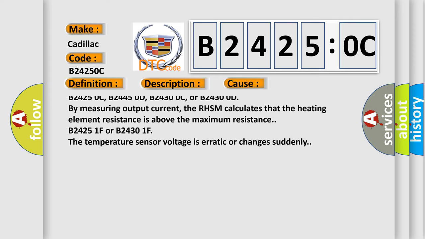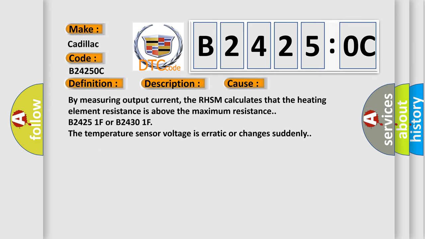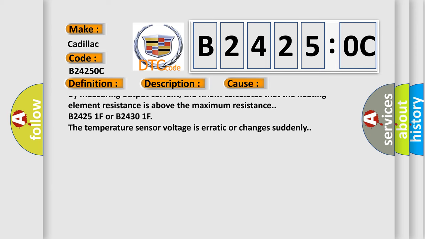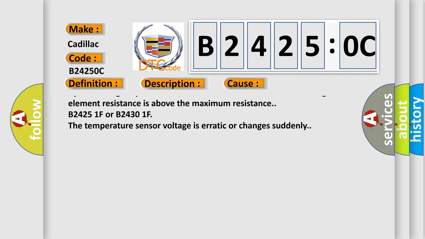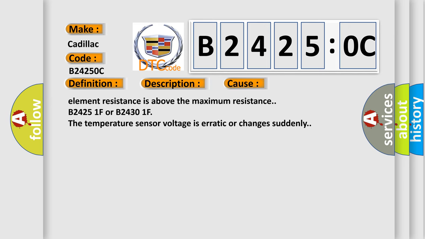B24250C, B24450D, B24300C, or B24300D. By measuring output current, the RHSM calculates that the heating element resistance is above the maximum resistance. B24251F or B24301F. The temperature sensor voltage is erratic or changes suddenly.